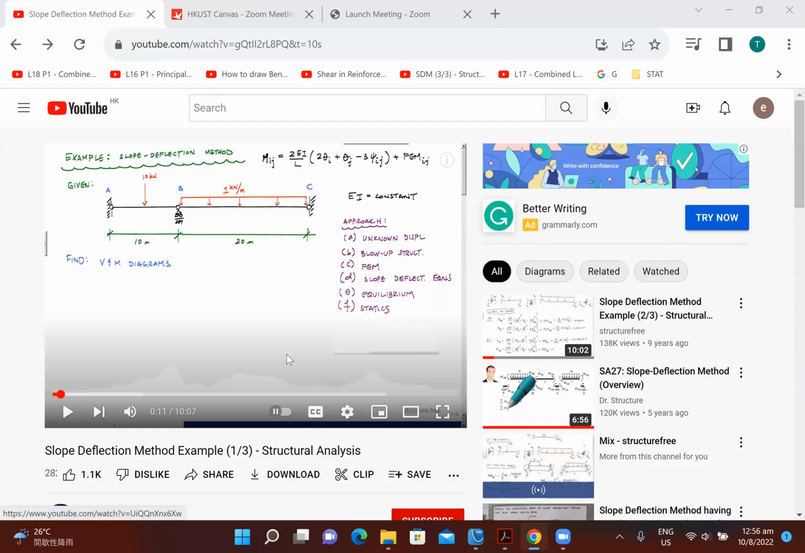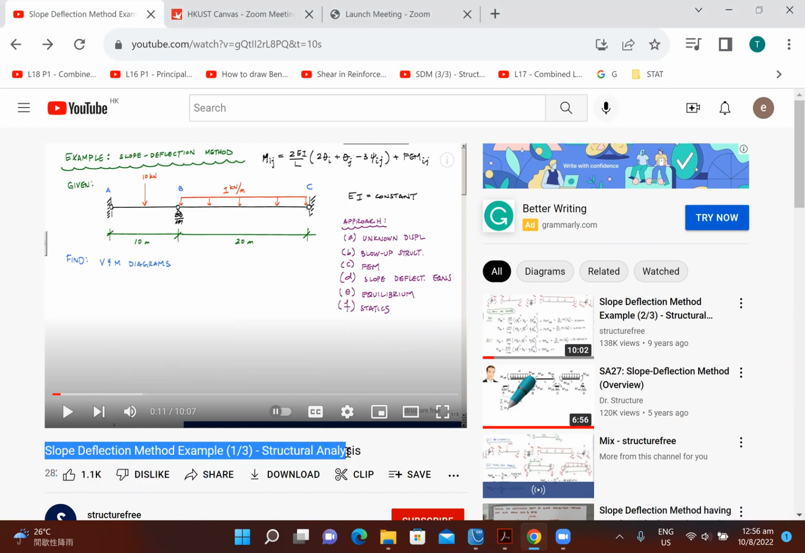In this video, I'm going to show you a much quicker method to solve indeterminate beam problems. And I'll use this example taken from the internet. On YouTube, there's a structure-free channel. And this example, which I'll provide a link for, talks about the slope deflection method. And it's a series of 3 videos. Altogether, it takes about 30 minutes to solve the problem up to the bending moments.